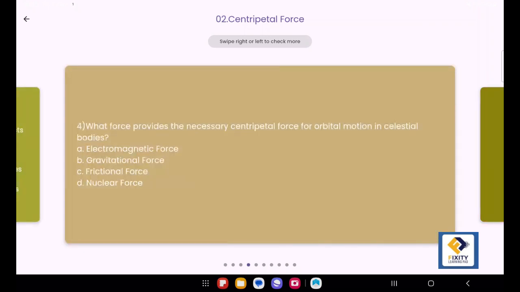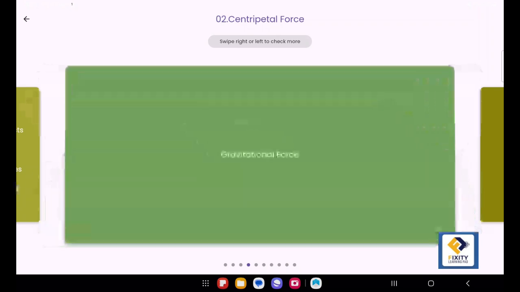Now, what force provides the necessary centripetal force for orbital motion in celestial bodies like moon, earth, sun, other planets? Is it electromagnetic force? Is it gravitational force? Is it frictional force, or is it nuclear force? It is, of course, the gravitational force.